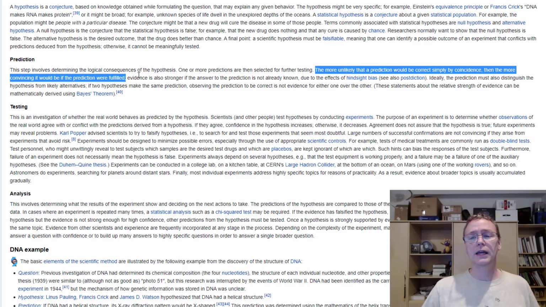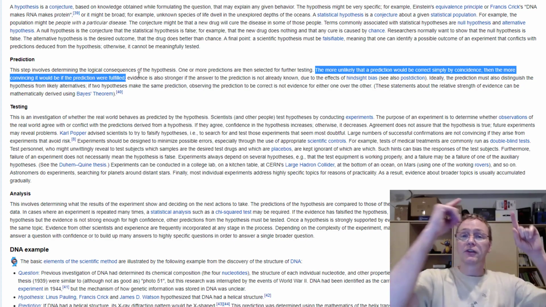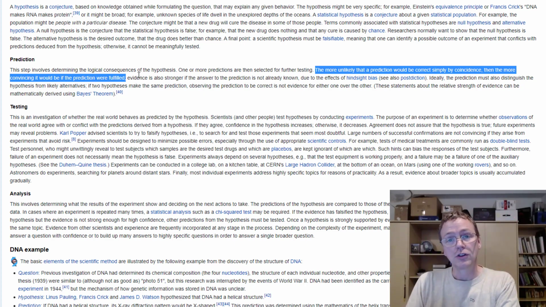Okay, so that's why we do the hypothesis first. We make the predictions, and based on the predictions, we design an experiment, right? That's why we do it in that order.